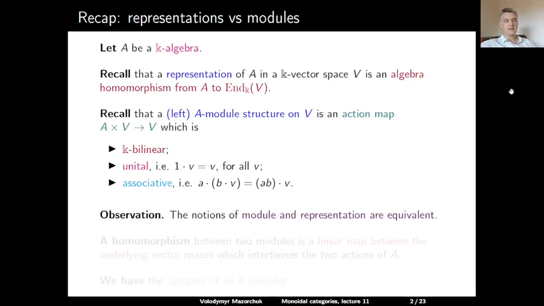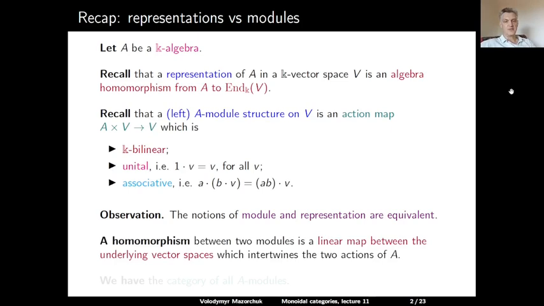And it's a classical result in the usual representation theory that the notions of a module and of a representation are equivalent. So representations and modules are essentially the same things. The only difference is the accent in how they are defined. A representation focuses on the homomorphism from A to the linear operators on V, while a module focuses more on the action. Recall also that a homomorphism between two modules is a linear map between the underlying vector spaces, which intertwines the corresponding actions of the algebra A.